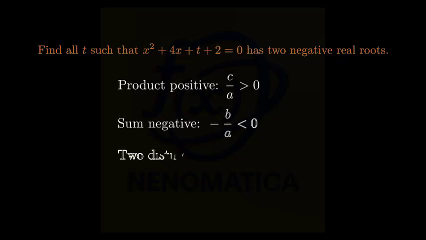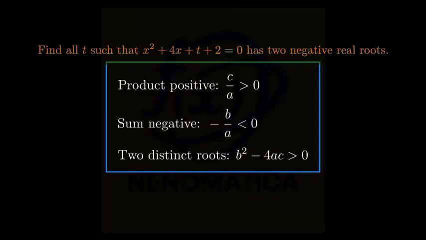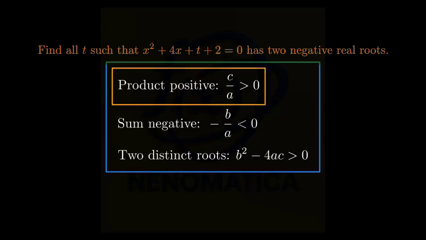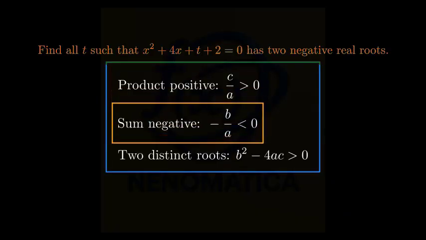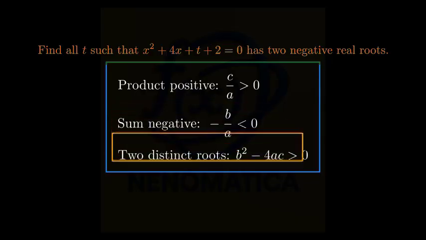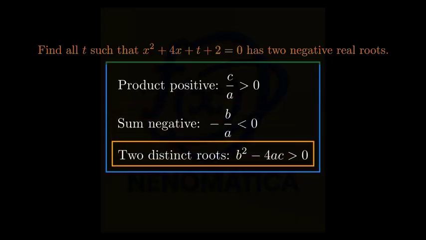For a quadratic ax squared plus bx plus c equals 0 to have two negative roots, 3 things must be true. 1. The product of the roots is positive, which is c over a greater than 0. 2. The sum of the roots is negative, which is minus b over a less than 0. 3. The discriminant is positive, so b squared minus 4ac is greater than 0.